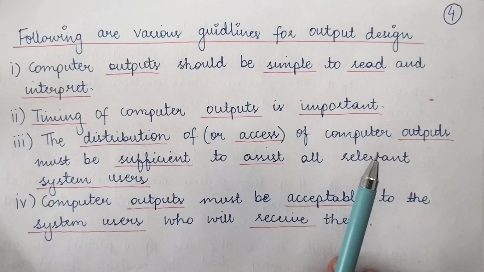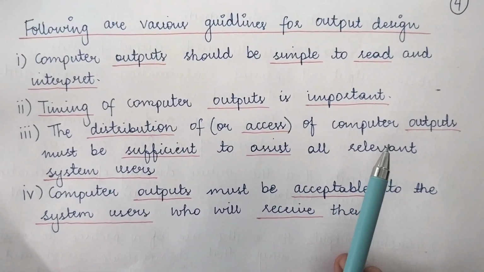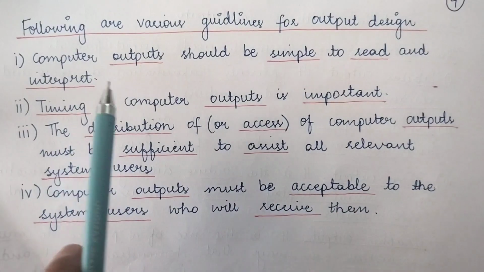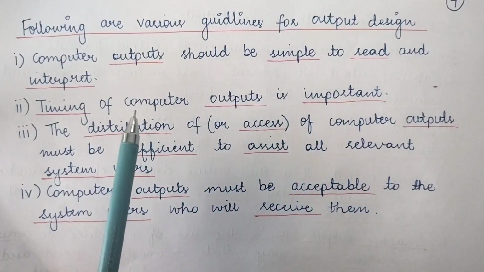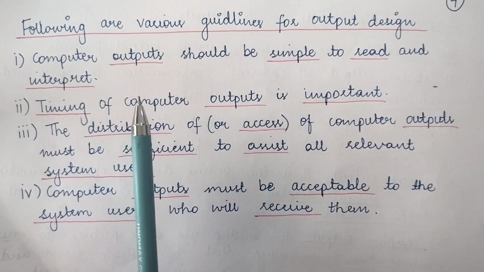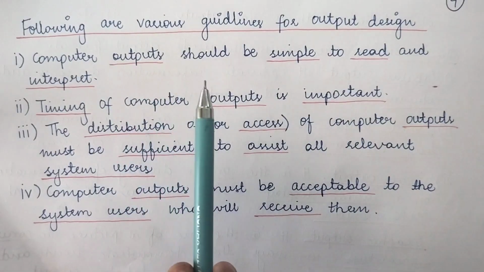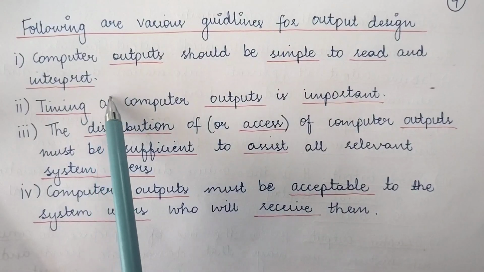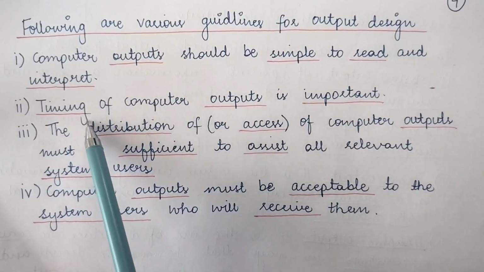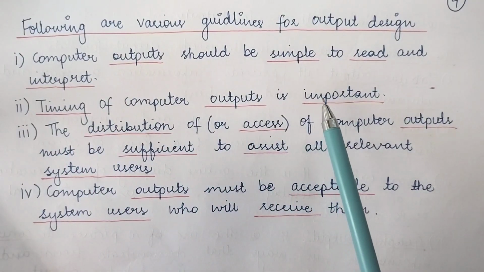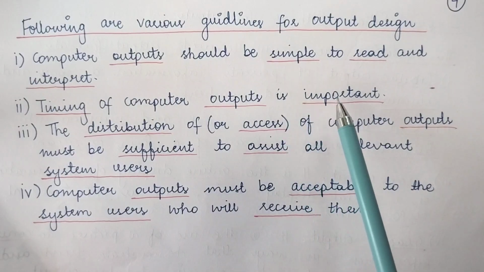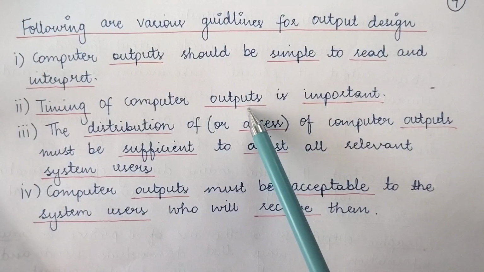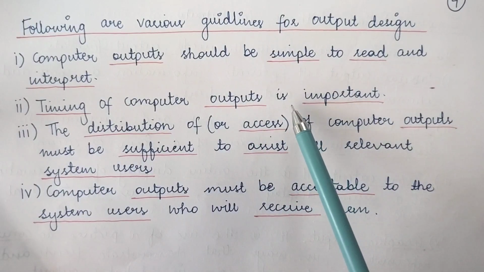So there are various guidelines for output design. What are these guidelines that we must all follow while designing outputs? First of all, computer outputs should be simple to read and interpret. Every person from a computer expert to a layman must be able to read and then interpret those outputs. The second guideline is that timing of computer outputs is important. At what time those outputs are generated plays a very important role. So outputs must be generated at the time when they are required.